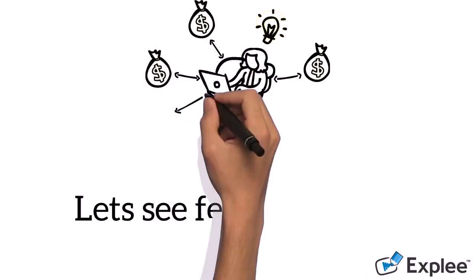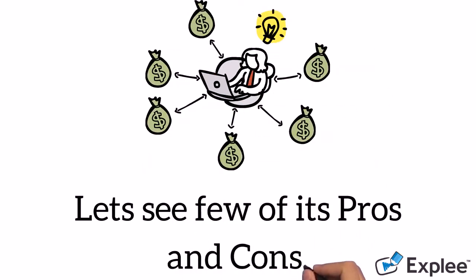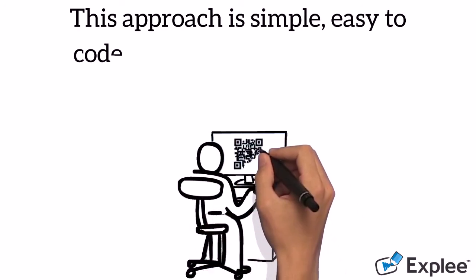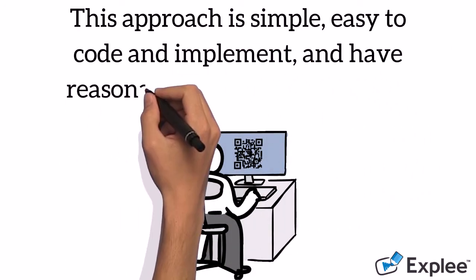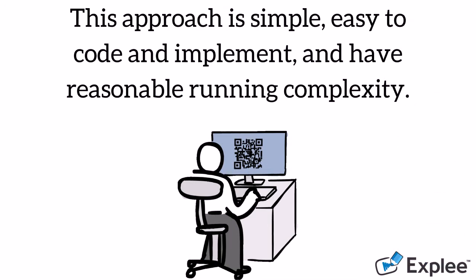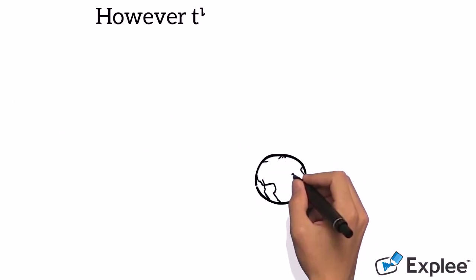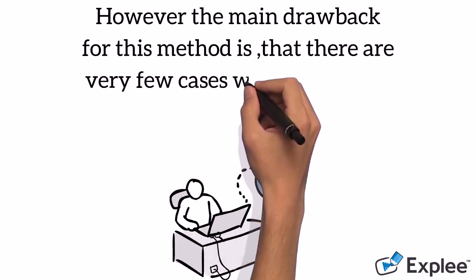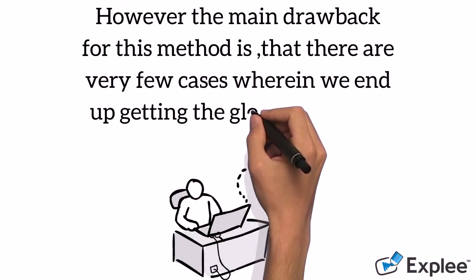Let's see a few of its pros and cons. This approach is simple, easy to code and implement, and has reasonable running complexity. However, the main drawback of this method is that there are very few cases wherein we end up getting the globally optimal value.